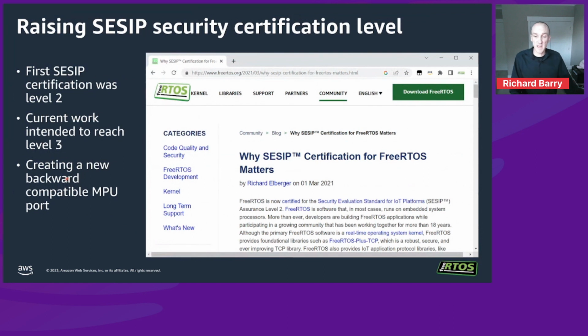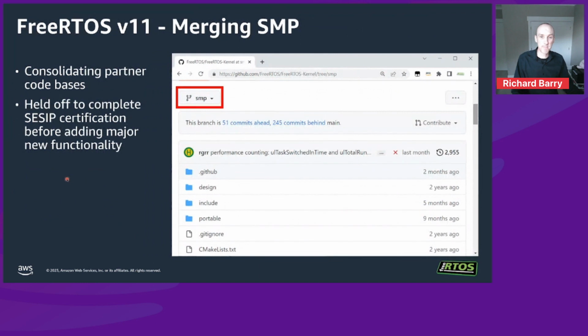We've also introduced a kind of enhanced or new port, depending on how you look at it, which enables us to hopefully improve or upgrade the security certification. So CSIP is the security evaluation standard for IoT. And currently FreeRTOS has a level 2 certification. And our hope, our intention is to raise that to level 3.